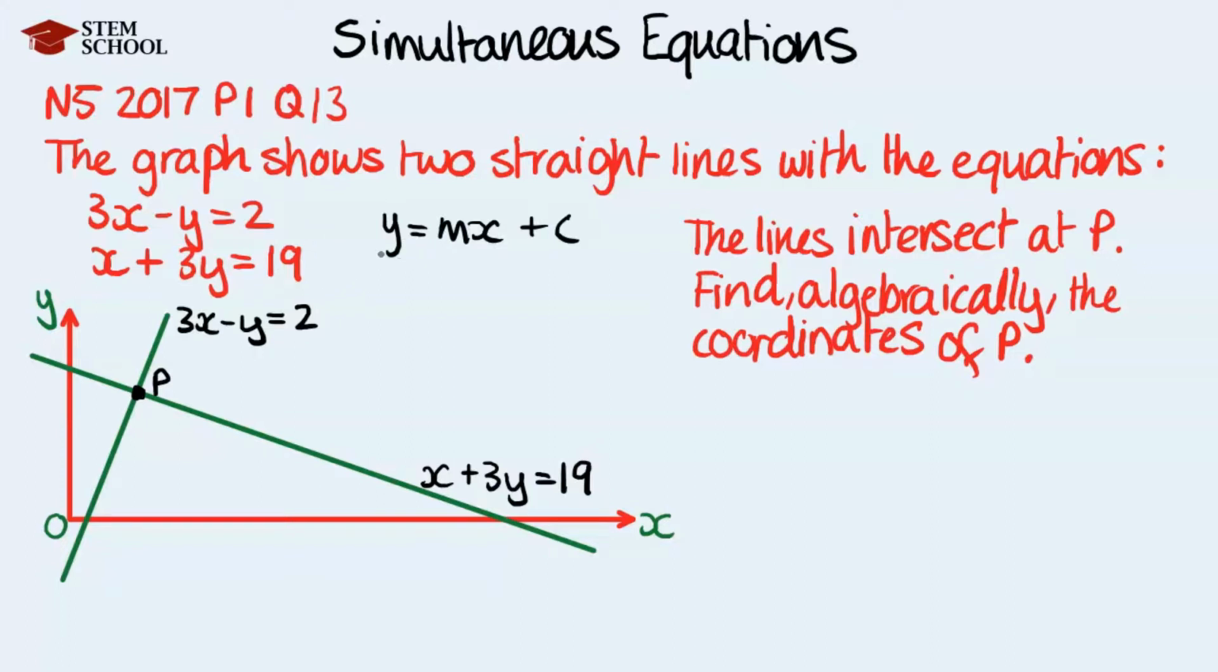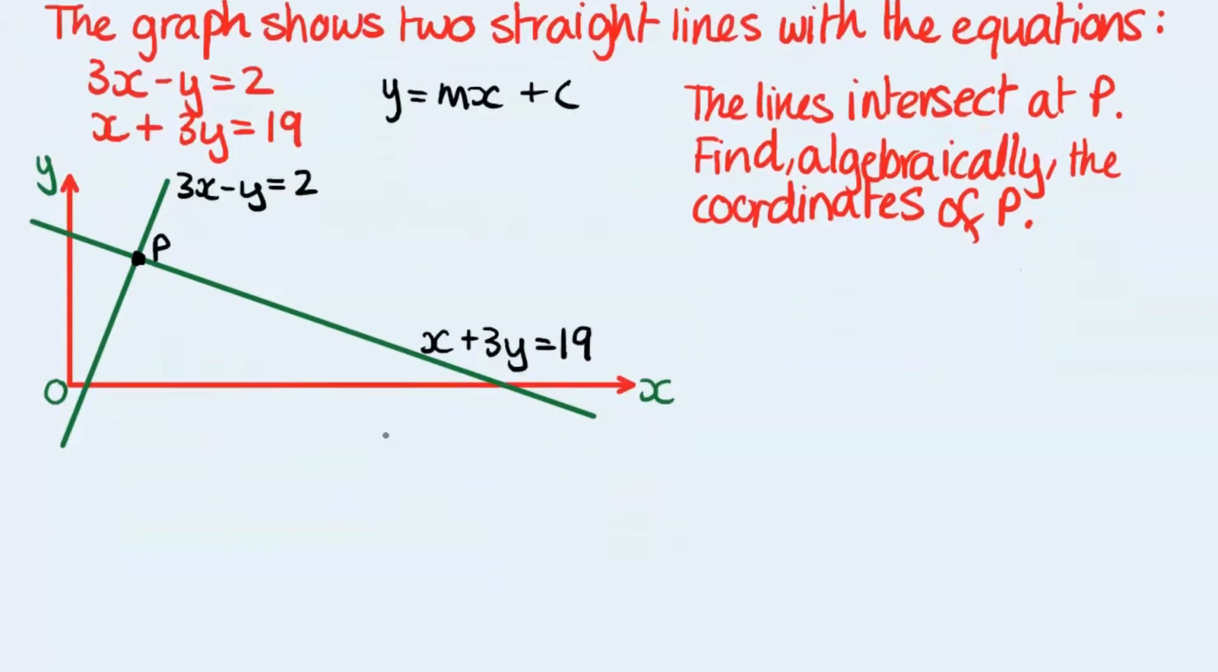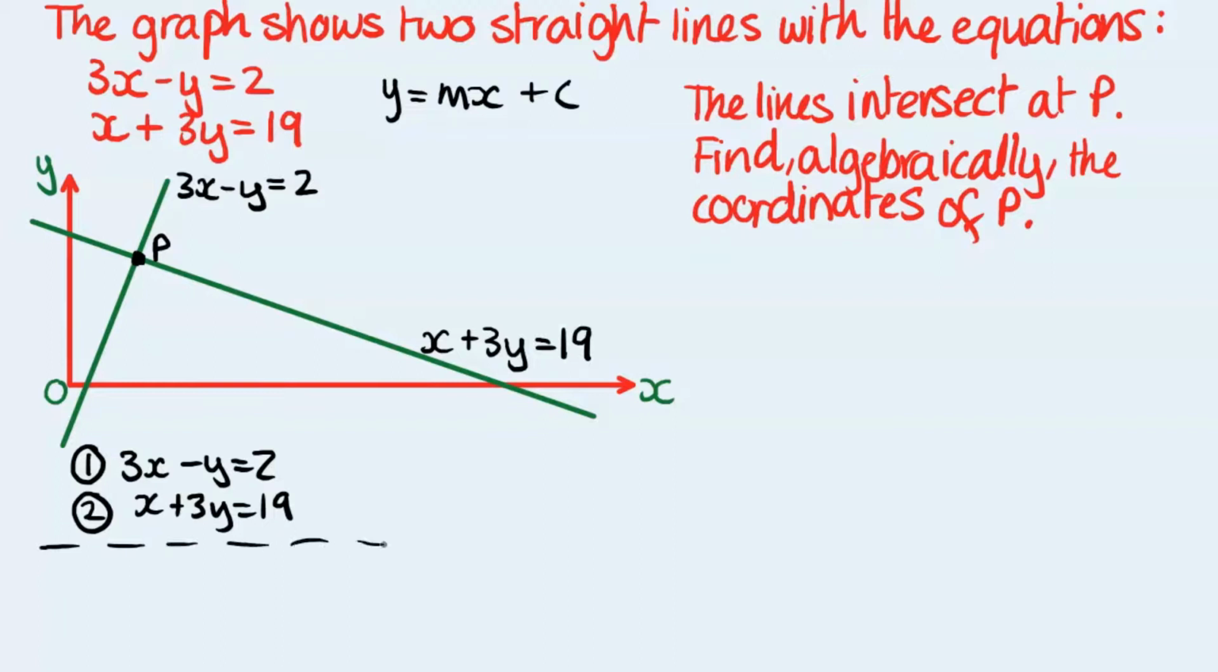So how do we approach this problem? Okay, so first of all, what we want to do is write the equations out ourselves. So we have 3x minus y is equal to 2, and then we have x plus 3y is equal to 19. Okay, and like I said, you want to number each of these equations to tell the examiner which equation is which, and you can keep track of what you're doing. Okay, so we don't need to rearrange it. It's in the form that we want to perform simultaneous equations.